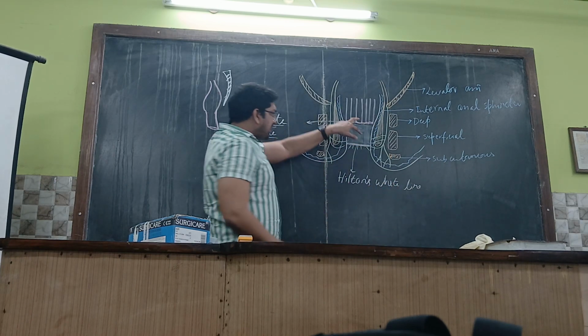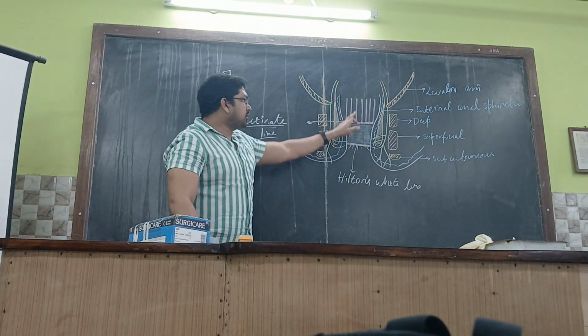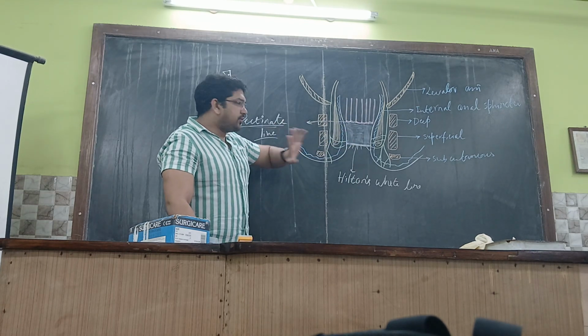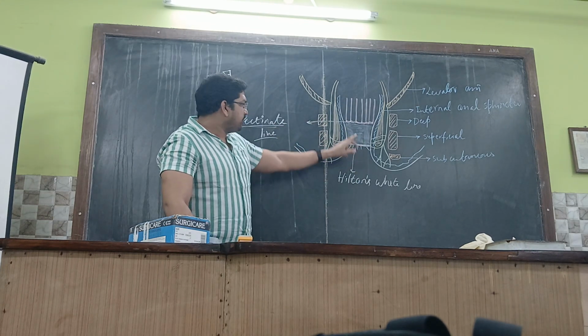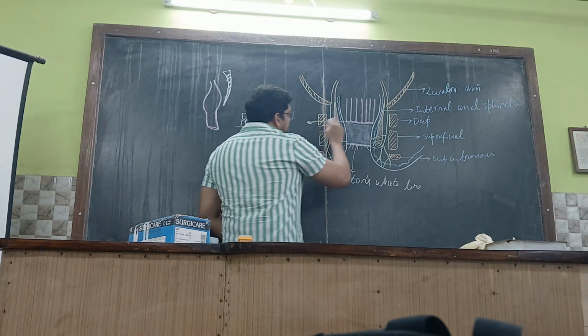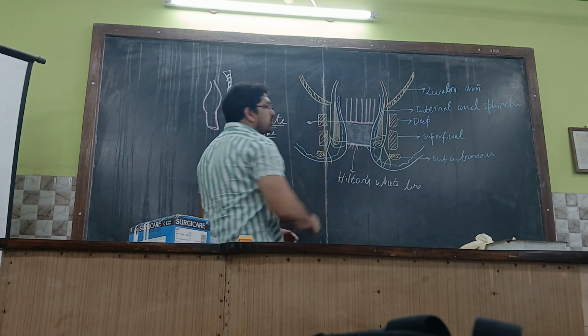Okay, so two lines divide the entire anal canal into three zones: upper, middle, and lower zones. Always remember, don't confuse: Hilton's white line will be outside, and the pectinate line will be inside. Okay, two lines. So let us focus on the upper 1/3 over here.